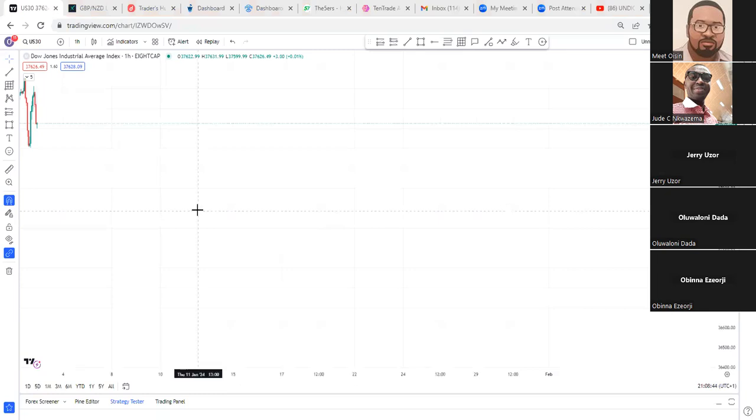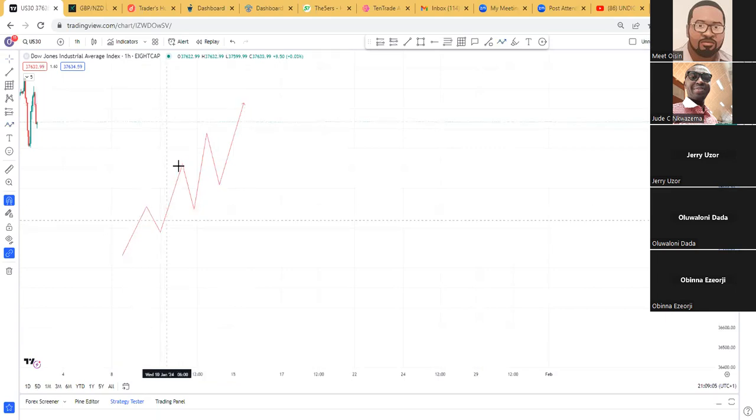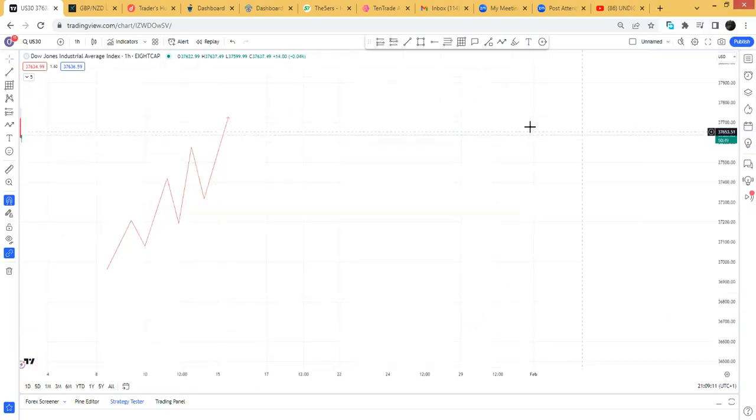All right, so first, we're going to be taking a look at market structure. And when it comes to market structure, the market moves basically in three ways. For the guys that are intermediate, they already know this. The market moves in an uptrend. So in an uptrend, what do you have? You have higher highs, higher lows, higher highs, higher lows, higher highs. And then the market also moves in a range or a consolidation.